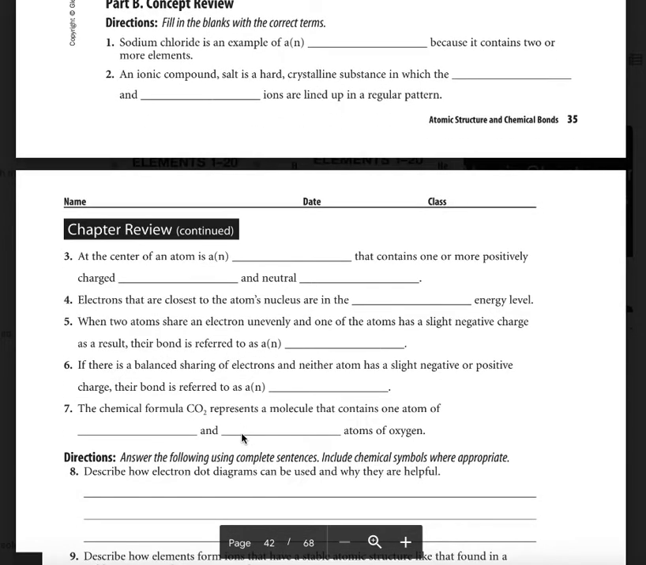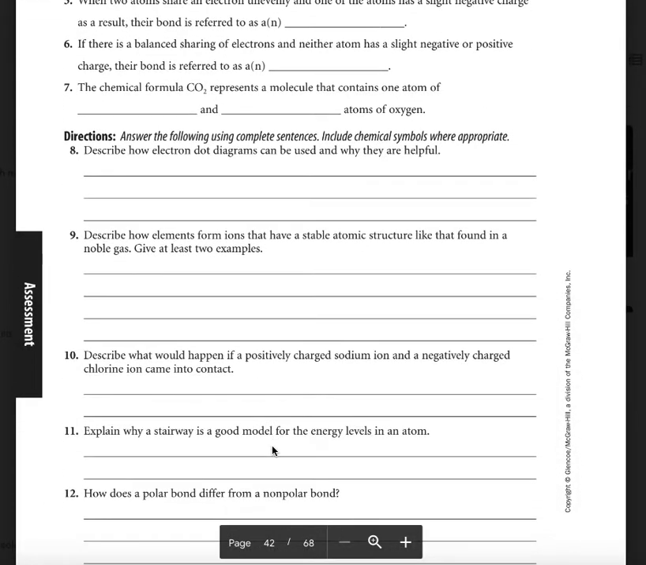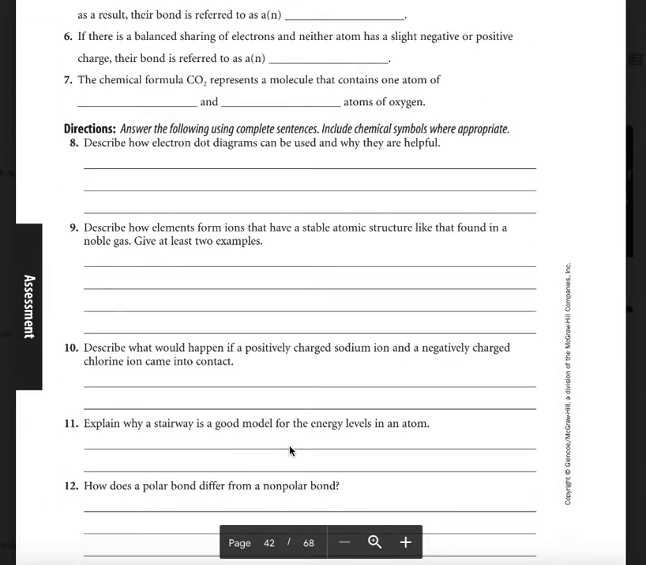Number 7, the chemical formula CO2 represents a molecule that contains 1 atom of carbon and 2 atoms of oxygen. 1 atom of carbon, because there's no subscript here, and 2 atoms of oxygen. 8, 9, 10, 11, and 12. We are going to answer the following using complete sentences, include chemical symbols where appropriate.